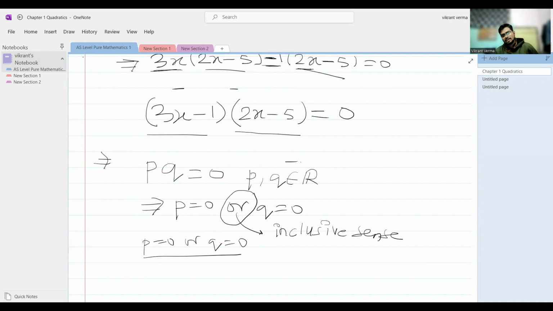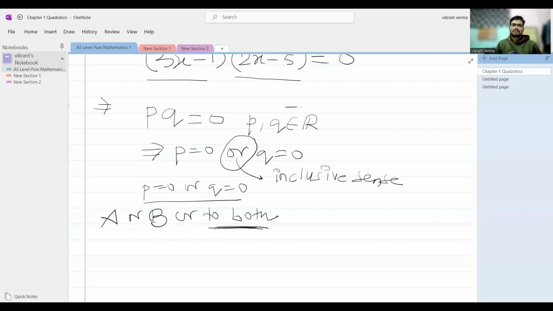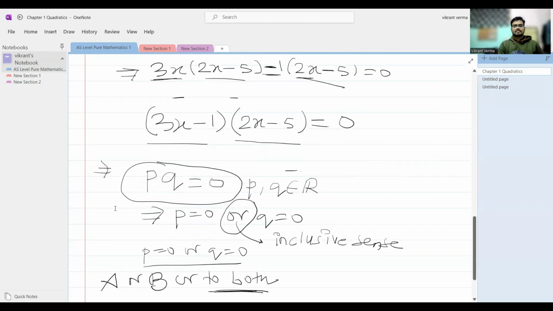We see this "or" when you have studied some sort of set theory, where A union B means the set of all those elements which belong to either A or B or to both. So this is the crux of this "or", that it includes both possibilities. So we are at this step that when the product of two numbers is 0, at least one number must be 0.